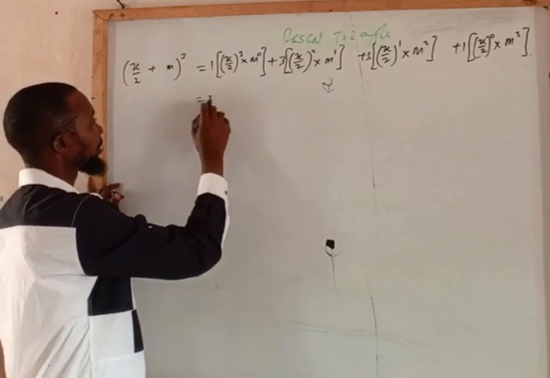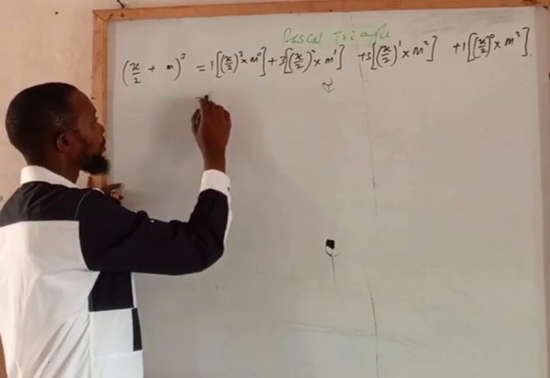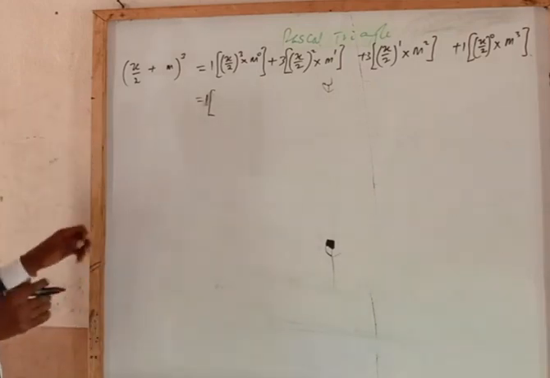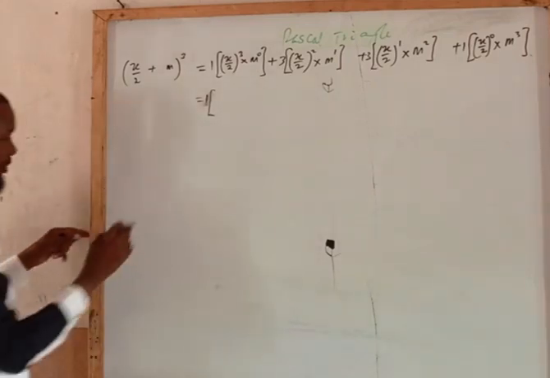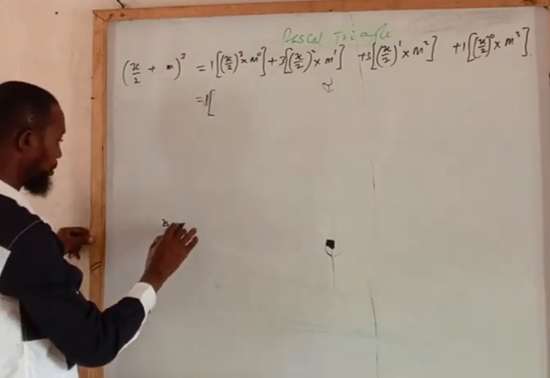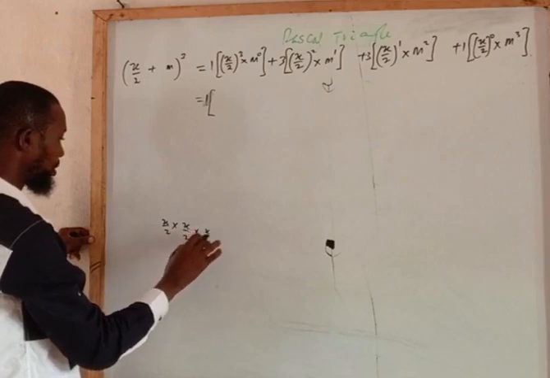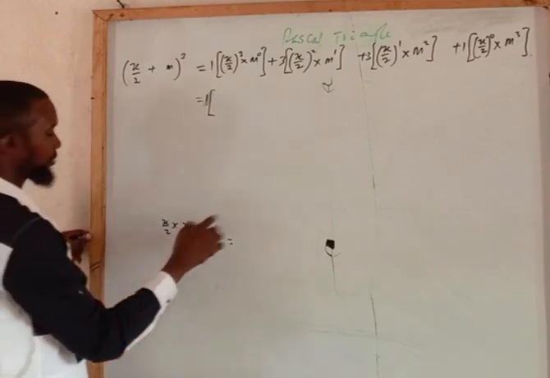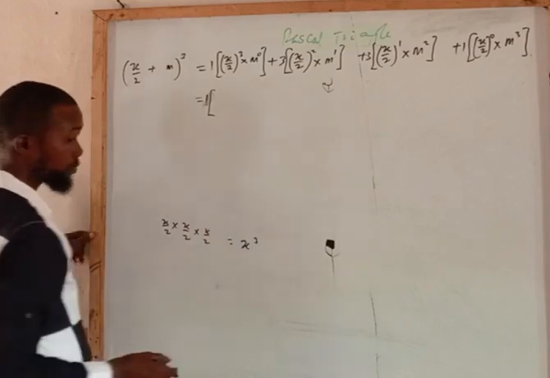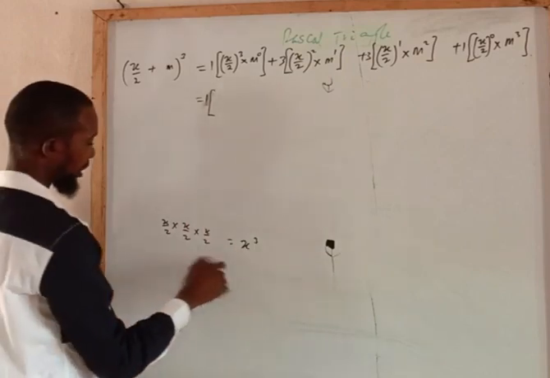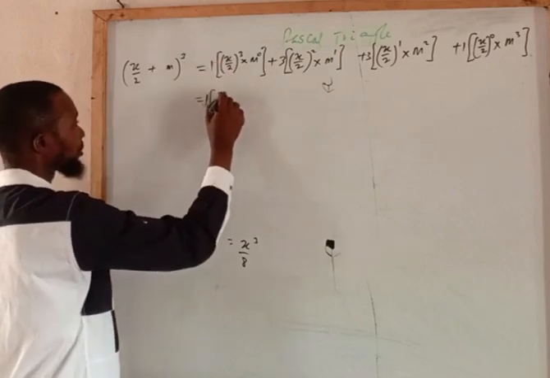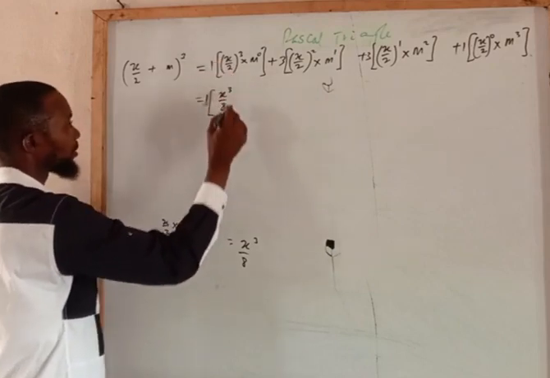So we say the result here is 1 into, now here I have x over 2 in 3 places. So it means x over 2 times x over 2 times x over 2. And we can see x times x times x gives x raised to power 3. 2 times 2, 4 times 2, 8. So x over 2 raised to power 3 here becomes x raised to power 3 over 8.